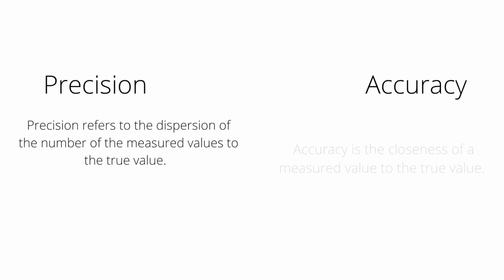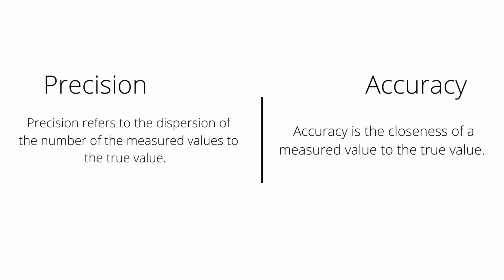Precision refers to the dispersion of the measured values, while accuracy is the closeness of a measured value to the true value. Accuracy is not the same as precision. Let's understand this with the below four conditions.